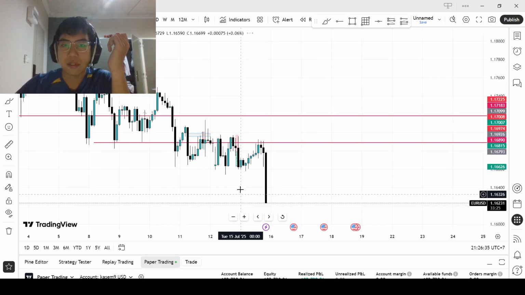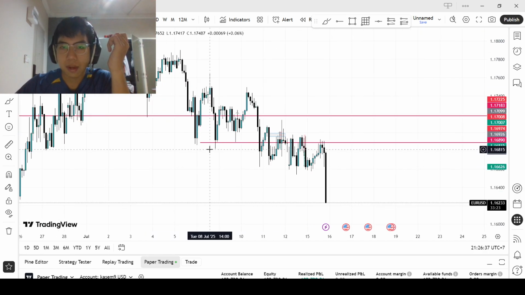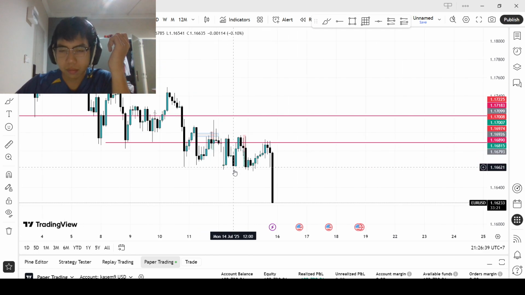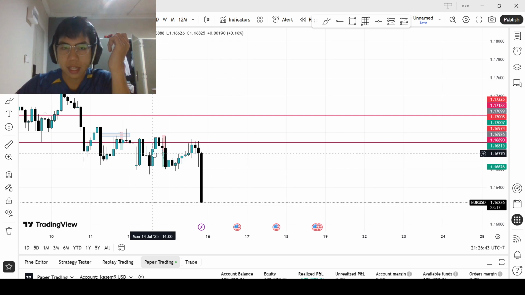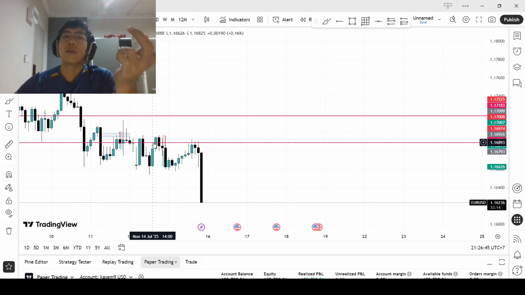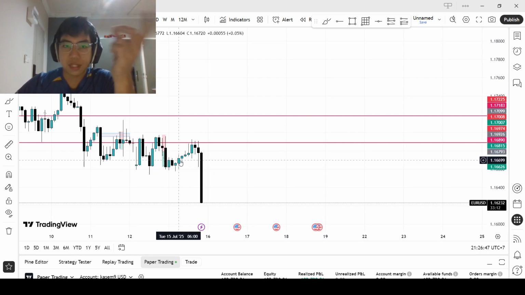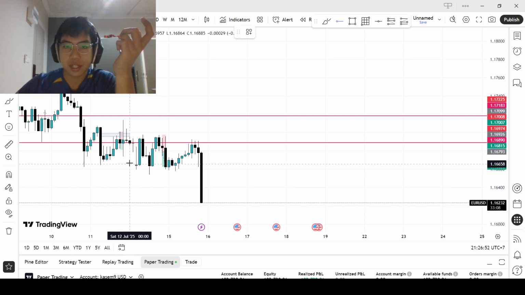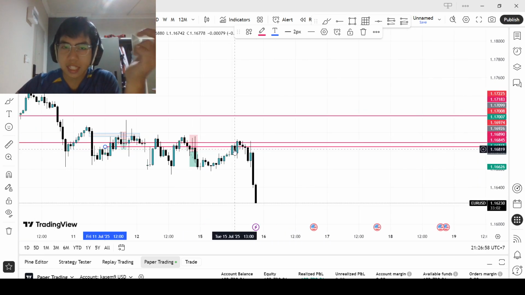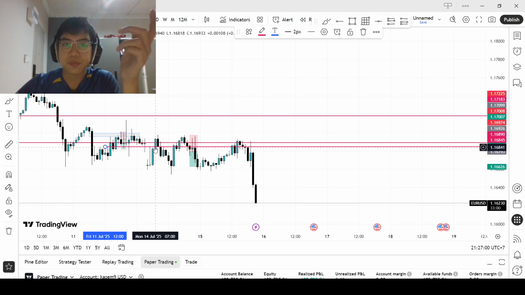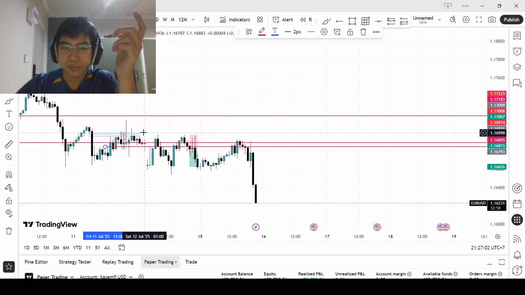So that's the 4-hour. On the 2-hour, we actually saw a break of structure to the upside. So the 2-hour was bullish because there was a break of structure here. On the 1-hour, same thing as the 2-hour. We see a break of structure. Boom, boom, boom.